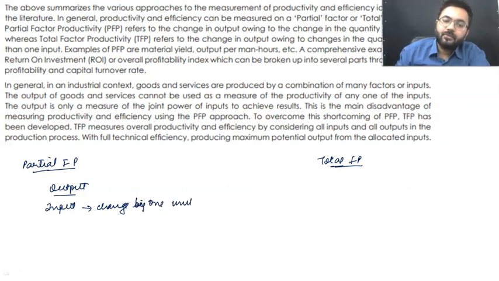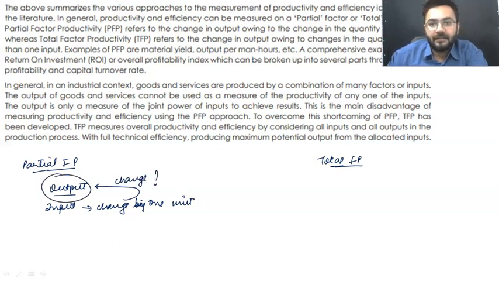If 1 unit of input is going to change, how much change is going to be there? How much is going to be the change in output? This is your partial factor productivity. Okay, and what is total?